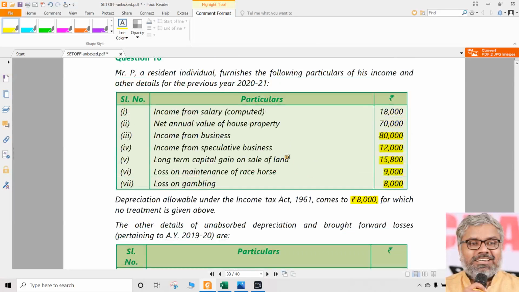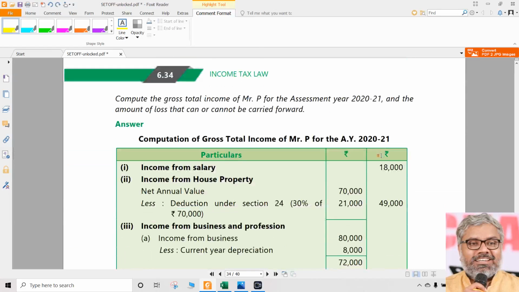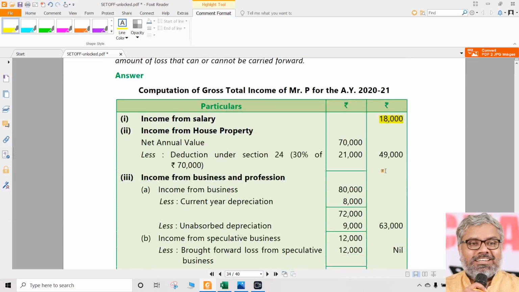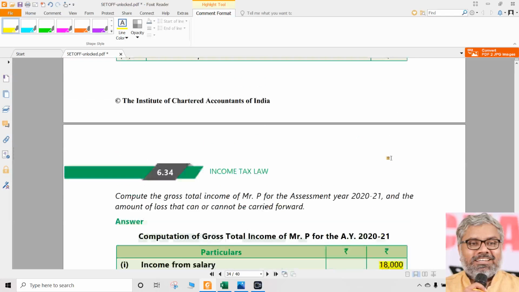Straightforward question. First of all, income from salary 18,000, directly you take that. There is nothing to calculate there. Straight away, income from salary 18,000. Income from house property, as I said, since net annual value is given, you need to give a deduction under section 24 of 30%, that is 21,000. So 49,000 is taxable.